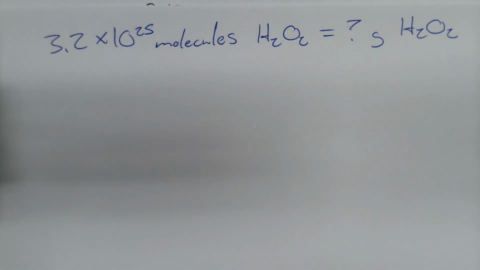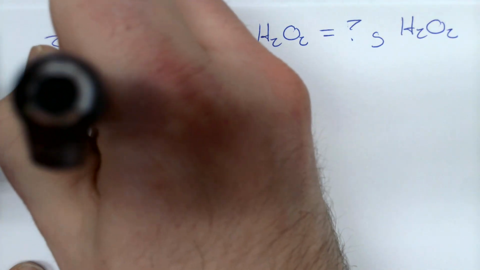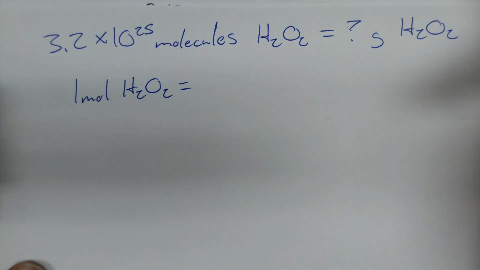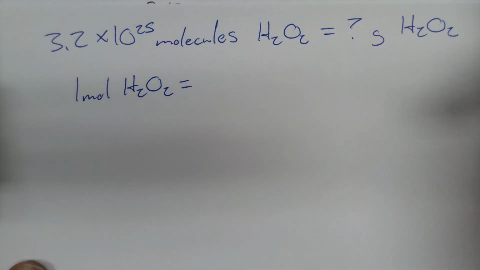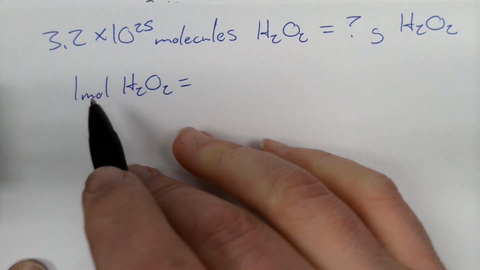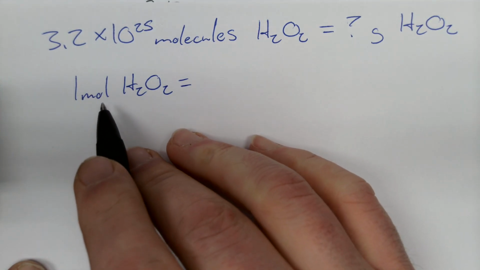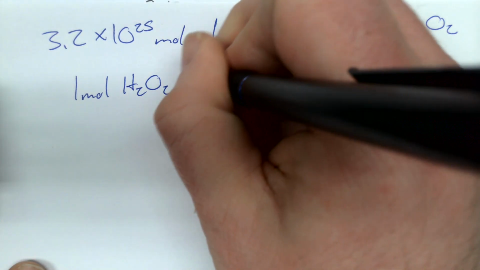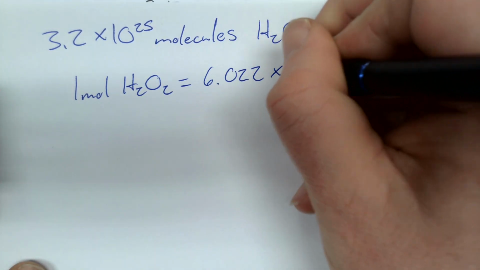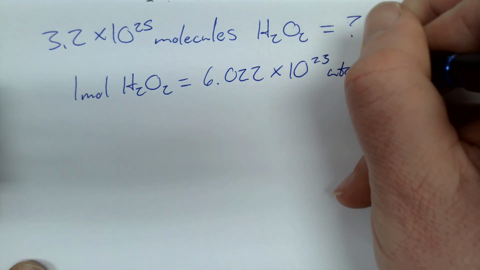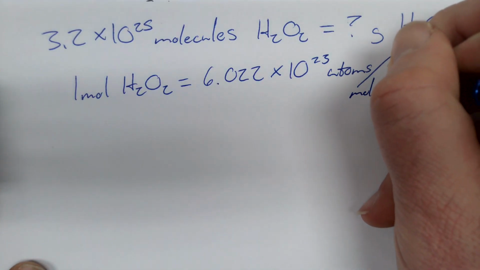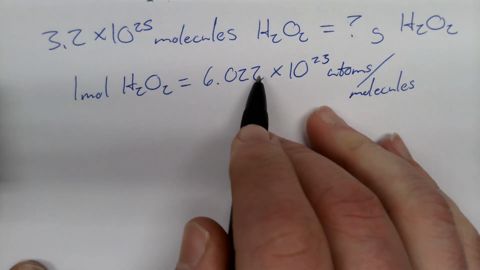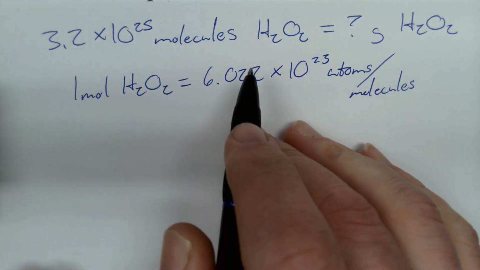equalities. Now, I know 1 mole of anything holds how many atoms or molecules? 1 mole. What's the number? What's it start with? 6. You're absolutely right. 6.022 times 10 to 23 atoms/molecules. Always the case. One mole always equals these many atoms.